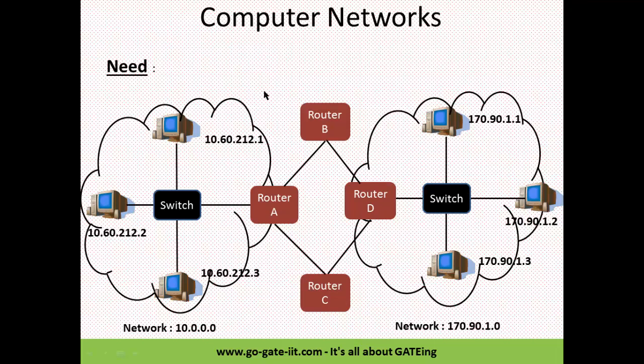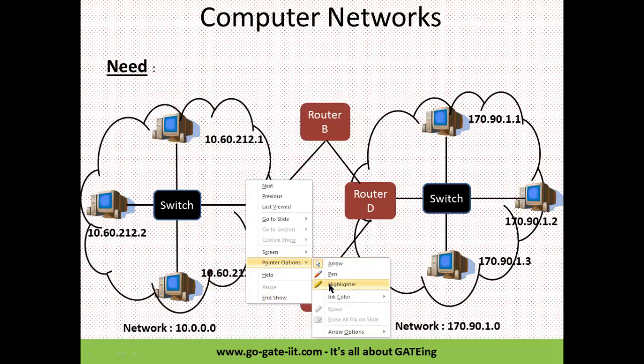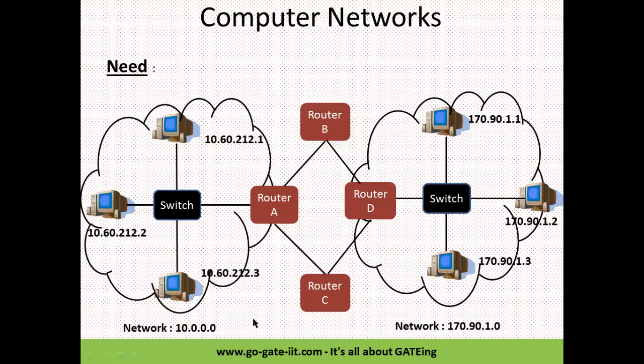Now let's see the need of IP address in computer networks. From the figure on the screen, you can make out that there are two different networks with different IP addresses. So here this is one network with certain systems with IPs, and this is another computer network which has a different set of systems which are connected with the help of some devices which are called switch, router, etc.